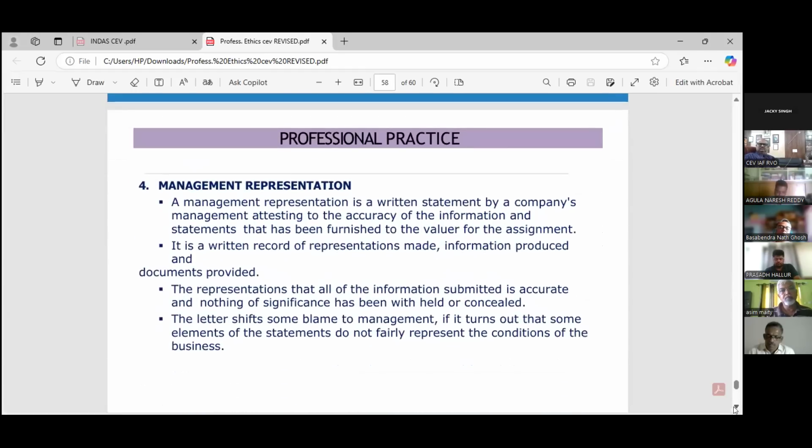Management representation. A management representation is a written assurance by the management, attesting to the accuracy of the information and statements that have been furnished to the valuer for the assignment. It is a written record of representations made, information produced, and documents provided. It represents that all the information submitted is accurate and nothing of significance has been held back or concealed. Later, the letter shifts some blame to the management if it turns out that some element of the statement does not fairly represent the condition of the business.